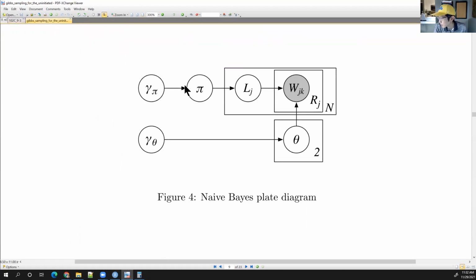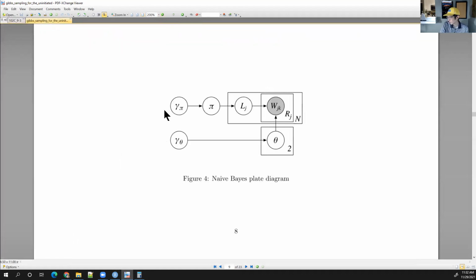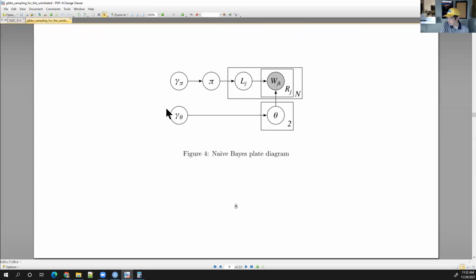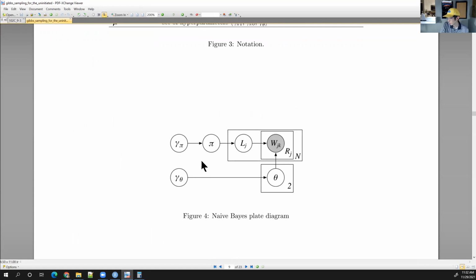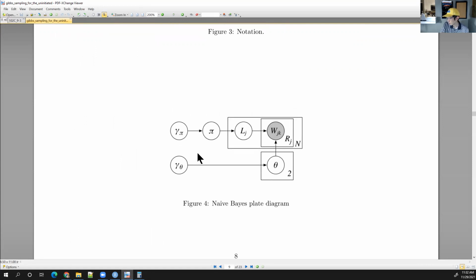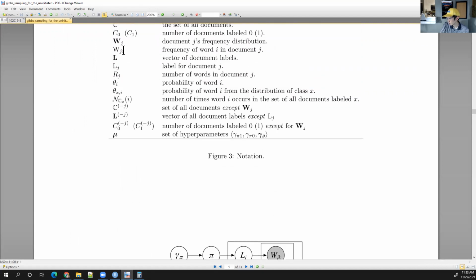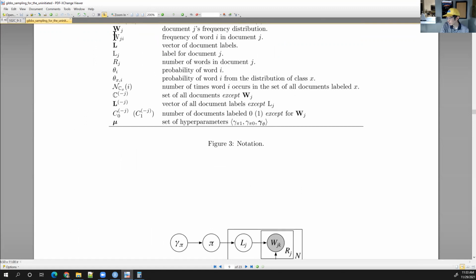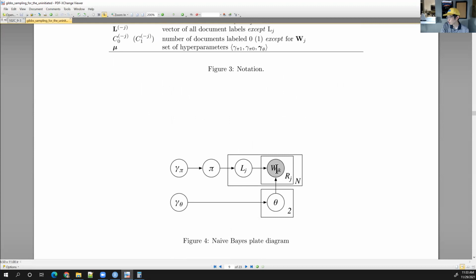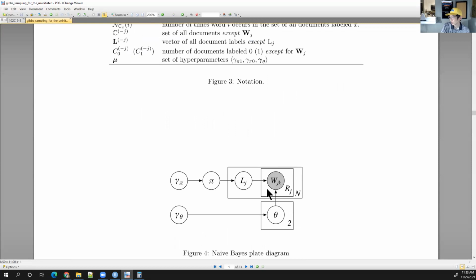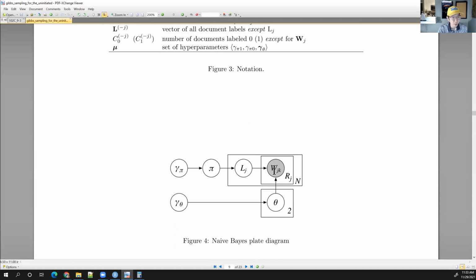And so this is our diagram that we've got. Okay, these are the actual words. So W_ij is the frequency of word i in document j. Okay, so this will be like, how often did the word apple appear in the first document? How often did the word banana appear in the first document? Or how often did the word ball appear in the second document? Okay, this will be a count.